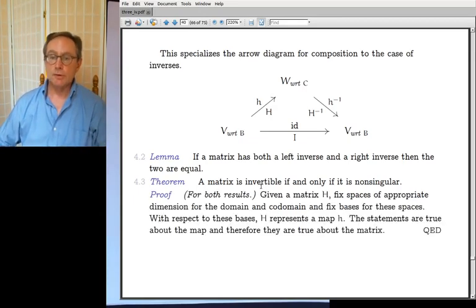Now both of these results have quick proofs. You start with a matrix, because both of the results say start with a matrix. You fix spaces capital V and capital W, and then you fix bases, you might call them capital B and capital D. And then you just look at what happens with the arrows. Capital H represents a map lowercase h, and the statements are true about the map. If a map has both a left and right inverse, then the two are equal. So the statements are true about the map, and therefore they must be true about the matrix.